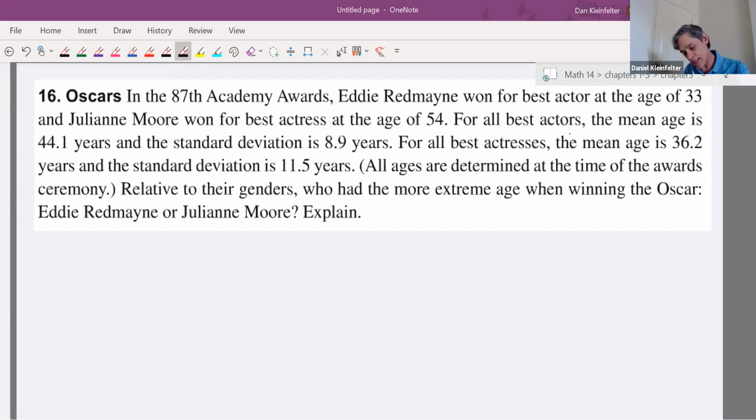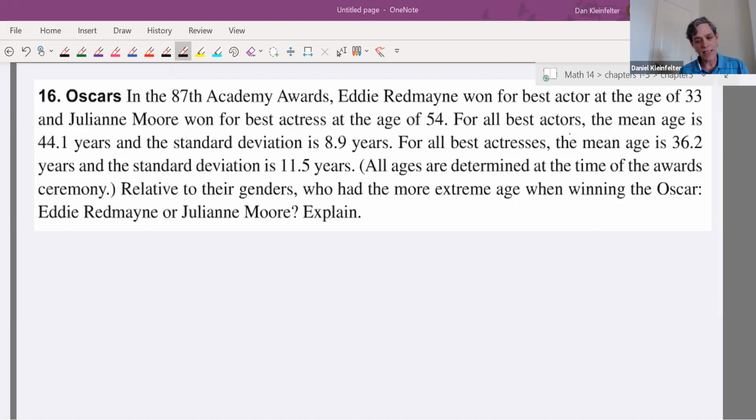It says in the 87th Academy Awards, Eddie Redmayne won for Best Actor at the age of 33, and Julianne Moore won for Best Actress at the age of 54. For all Best Actors, the mean age is 44.1 years, and the standard deviation is 8.9 years. For all Best Actresses, the mean age is 36.2, and the standard deviation is 11.5 years. Relative to their genders, who had the more extreme age when winning the Oscar, Eddie or Julianne? And then we're going to explain.